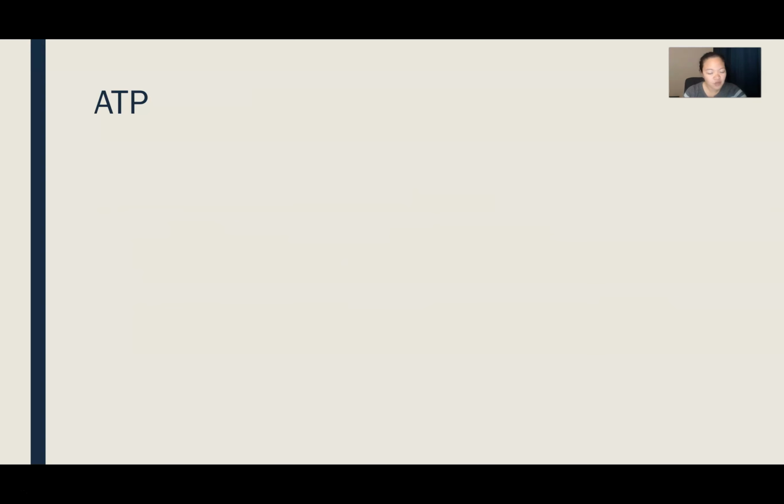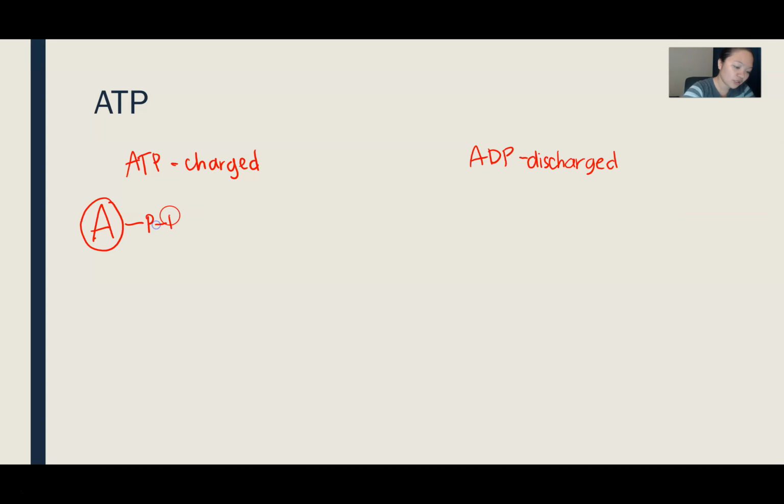Now, let's talk about ATP. We've talked about ATP before. Let's just revisit it. So I have ATP. This is charged. And when it becomes discharged, it becomes ADP. All right. So just to review what we've looked at before, ATP has 3 phosphates. So let's say this is A. That's the sugar part of the whole ATP structure. It's connected to 3 P's. So it's charged. The fact that there are 3 phosphates means it's charged.